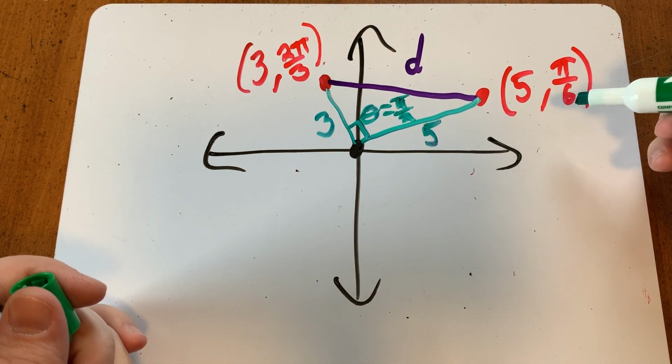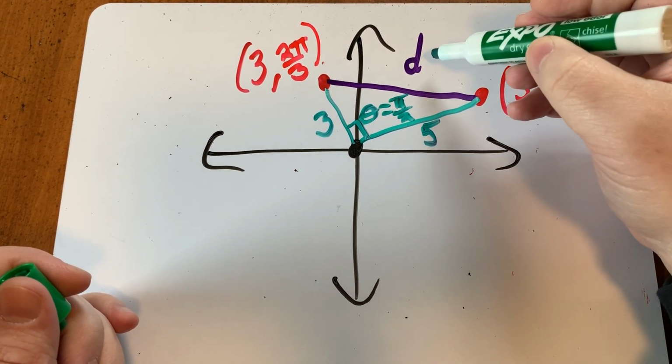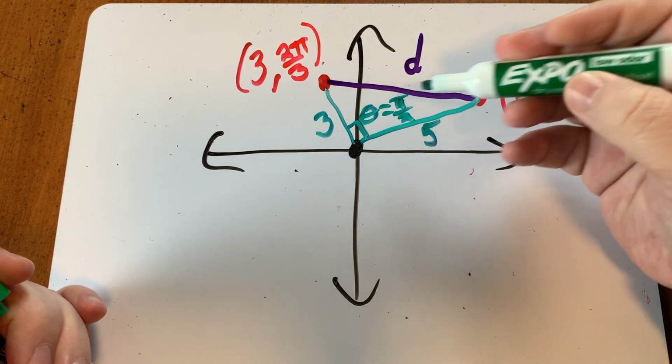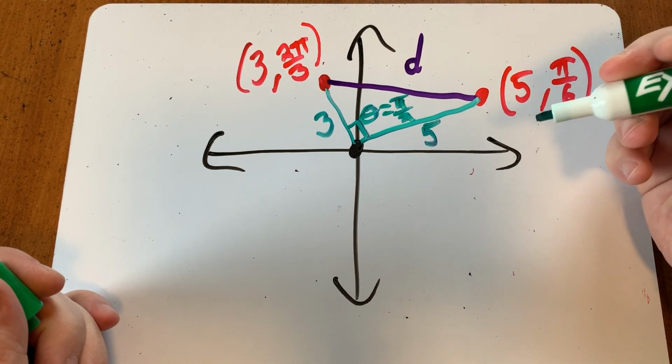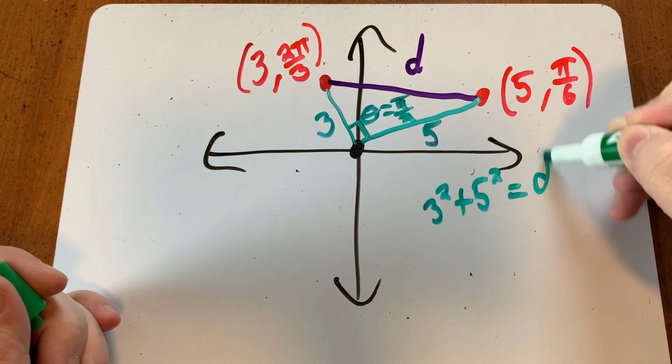All right. If that wasn't a right angle, we'd still be able to just use the law of cosines to find out d. But since it is a right angle, I'm just going to use the Pythagorean theorem. 3 squared plus 5 squared equals d squared.